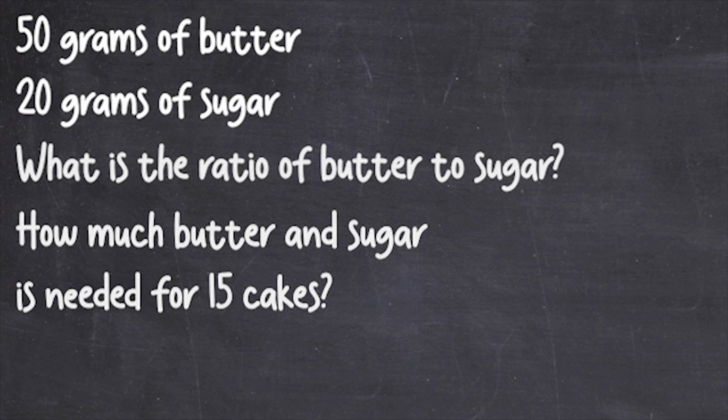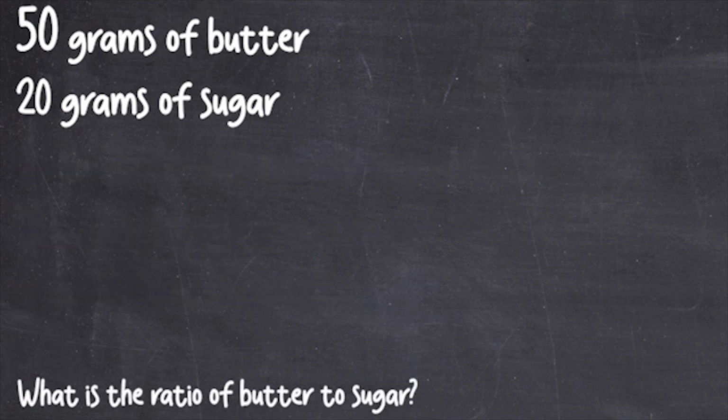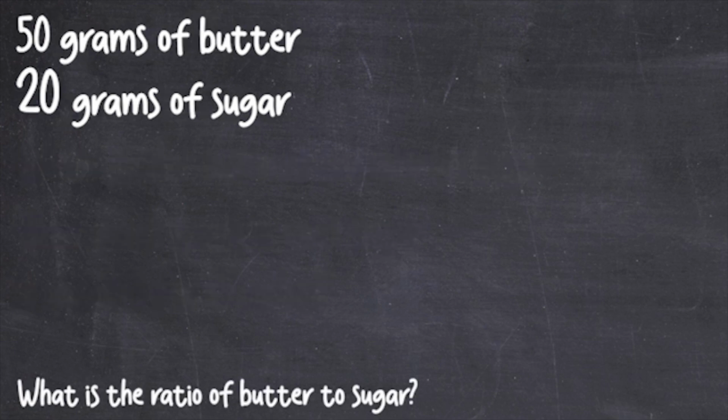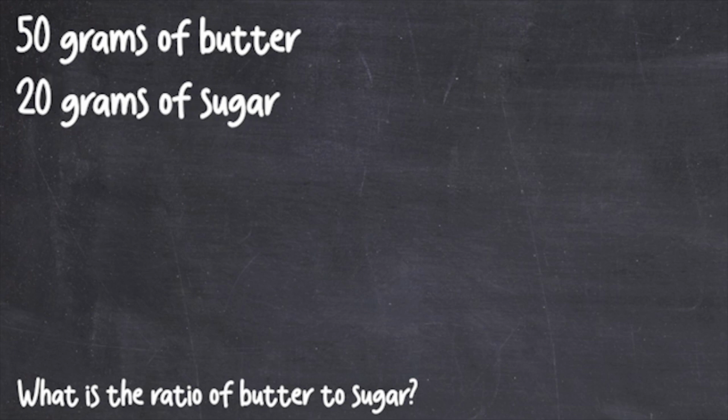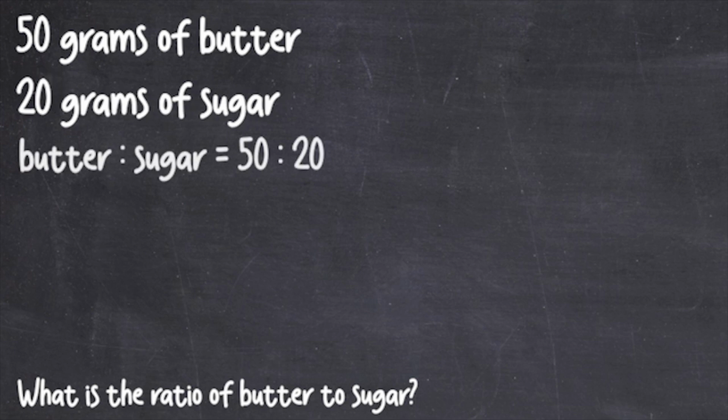Let's start with the first part. We need 50 grams of butter and 20 grams of sugar to make one cake. The ratio of these two ingredients is 50 to 20. But we can't forget to simplify.